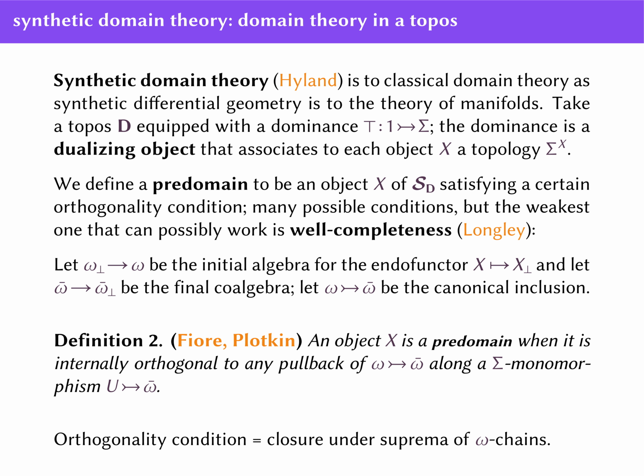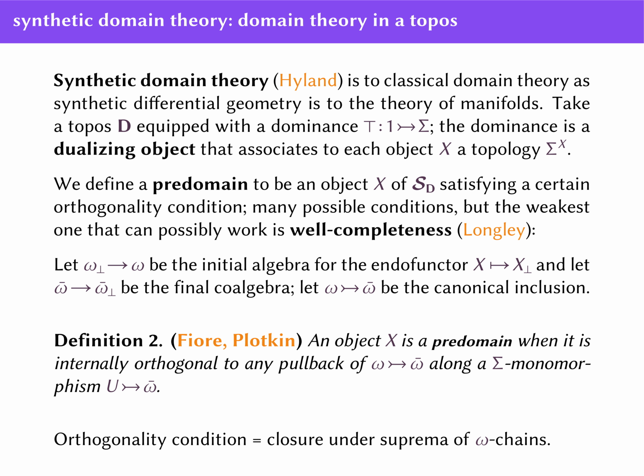A simpler approach is given by synthetic domain theory. Synthetic domain theory is like a special kind of set theory that has recursion built in. At a more technical level, synthetic domain theory is the internal language of a topos, equipped with a dominance that satisfies certain important properties. In a topos model of synthetic domain theory, a predomain can be defined by a simple orthogonality condition that abstracts the closure under colimits of omega chains.